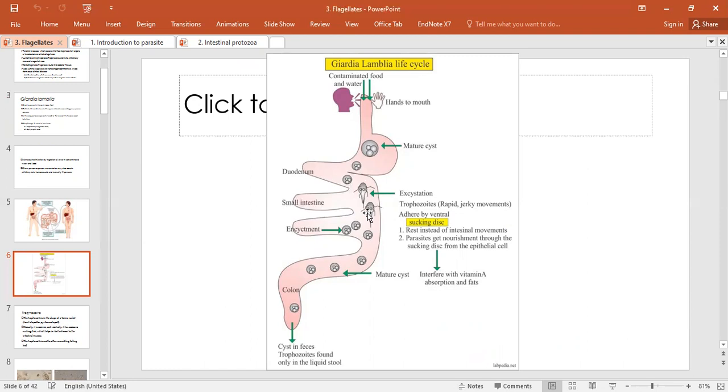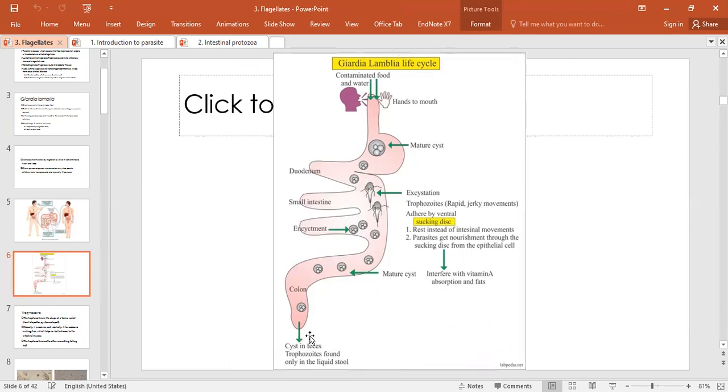Then it keeps its life cycle after divisions. It goes to encystation, where the trophozoite turns into a cyst. Then it finishes its pathway and gets ejected outside the body with feces. Cysts are found in feces. Trophozoites are found only in liquid stool.